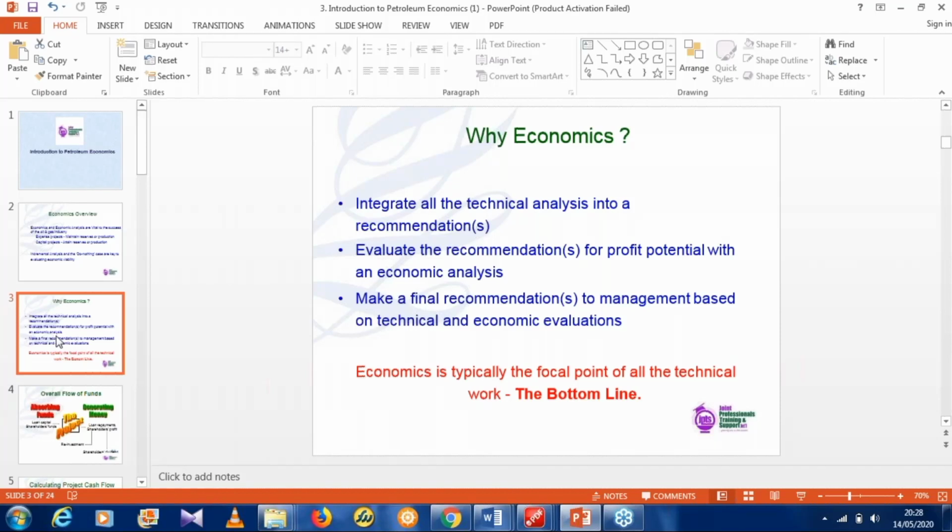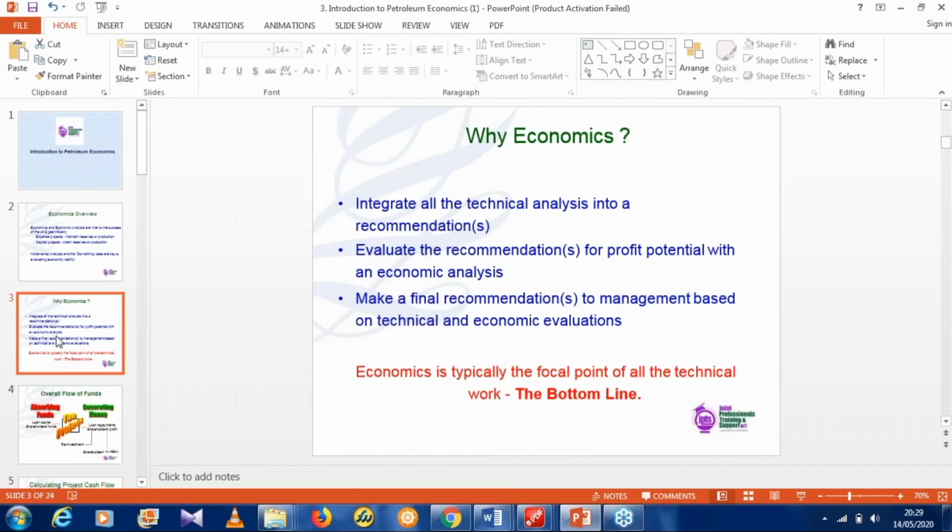the cost benefit analysis. So we evaluate the recommendation. Important, the evaluation of recommendations for profit potential is an economic analysis. No organization wants to go into a venture without looking at making profits, when you are not an NGO or a non-profit making organization. But the economy also comes into view in this case.